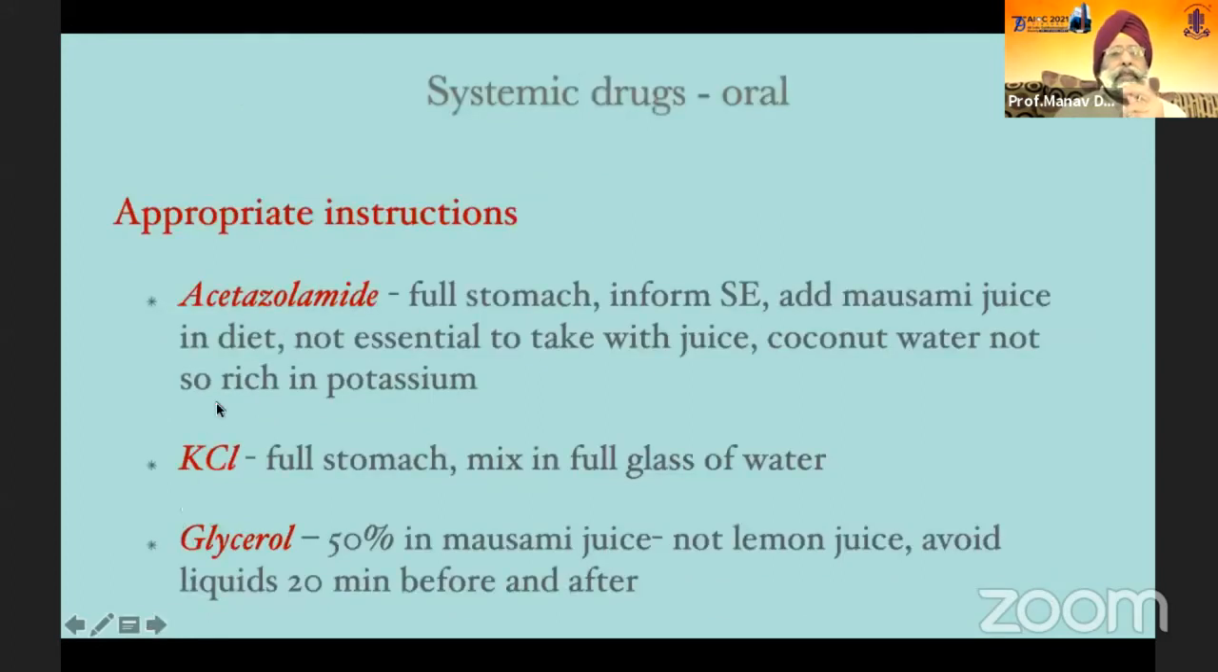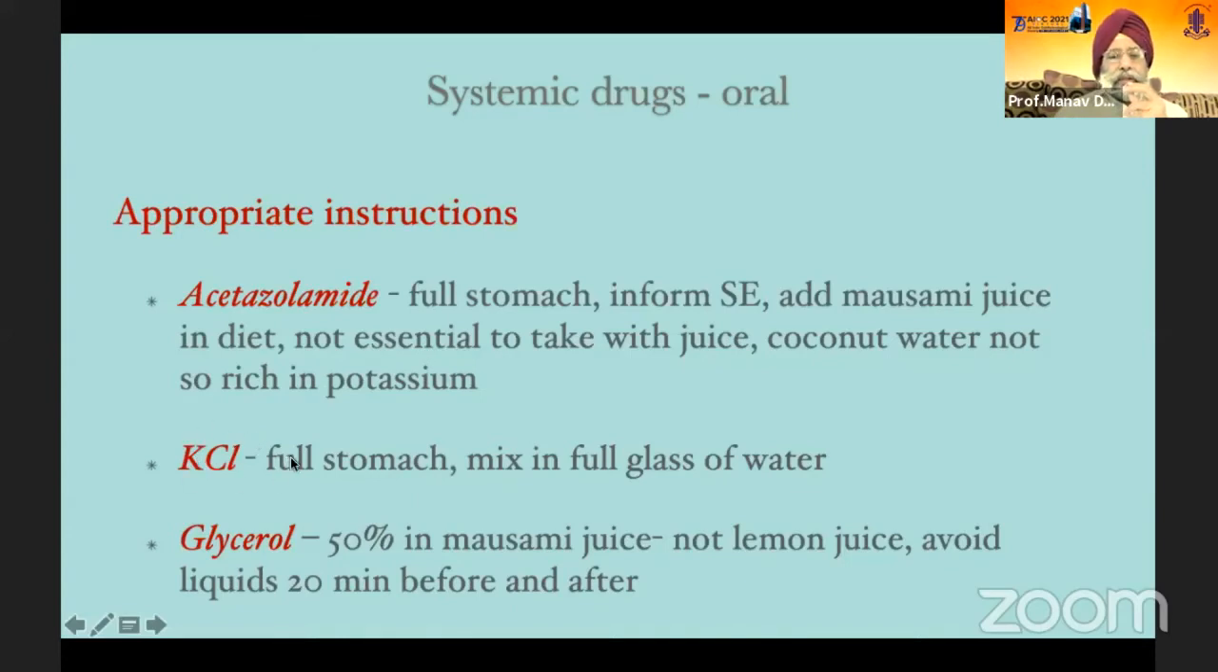The appropriate instructions with the systemic drugs: acetazolamide has to be given after a full stomach, inform the possible side effects, add juice in the diet. It is not essential to take the drug with the juice, which is a common pitfall again. Coconut water is not as effective as mosambi juice.